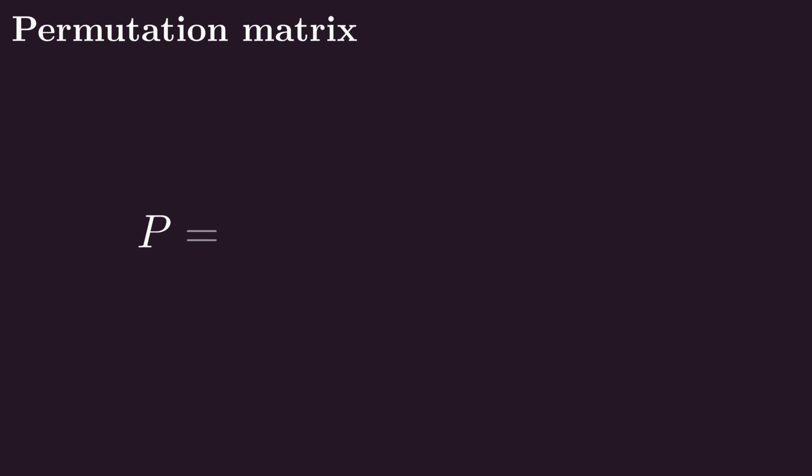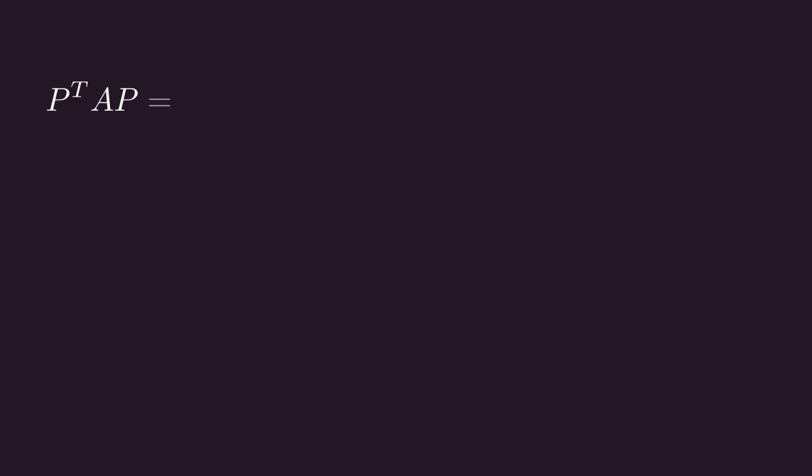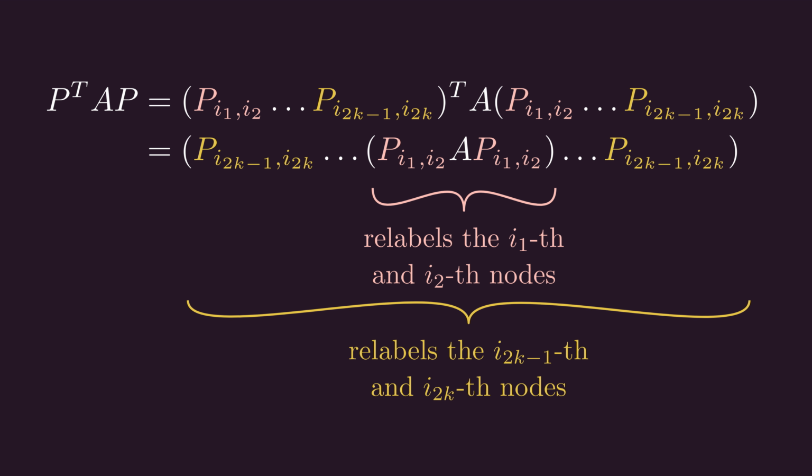Now it's finally time to talk about permutation matrices. A permutation matrix is simply a product of transposition matrices. What's most important for us, a similarity transformation with a permutation matrix is just a relabeling of nodes that leaves the graph structure invariant. Conversely, every node relabeling is equivalent to a similarity transformation with a well-constructed permutation matrix.